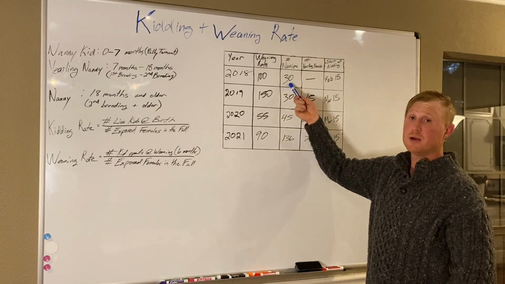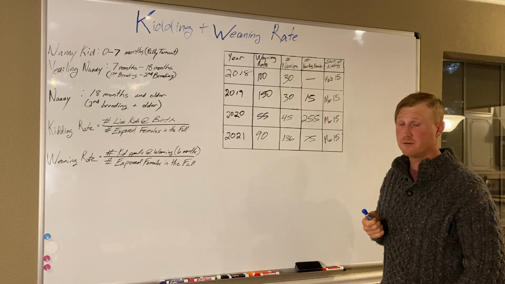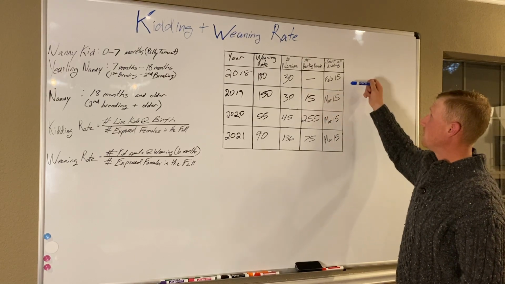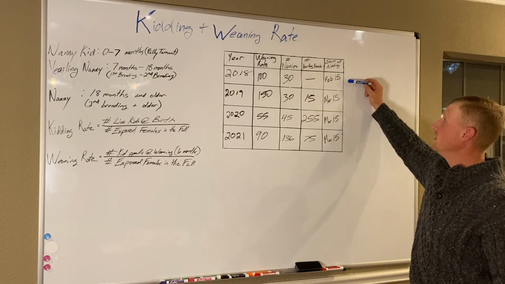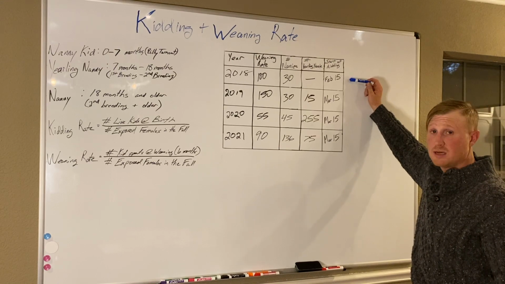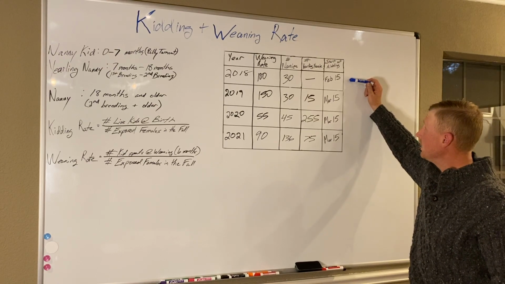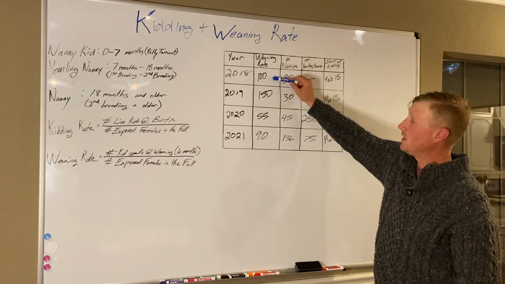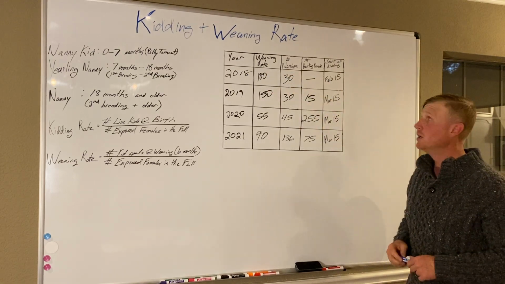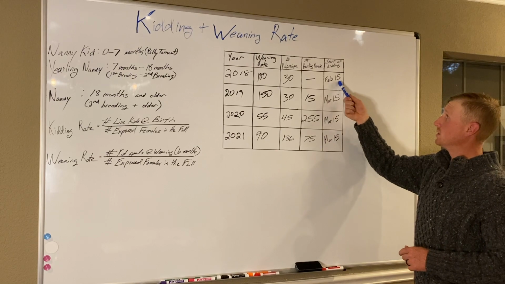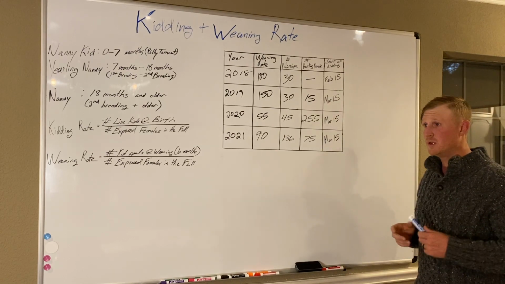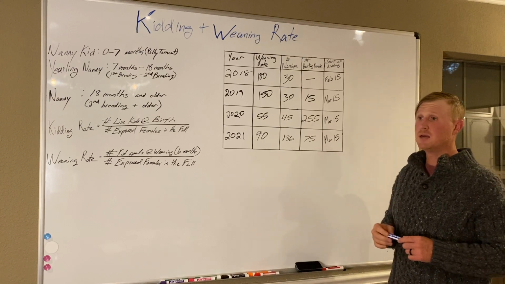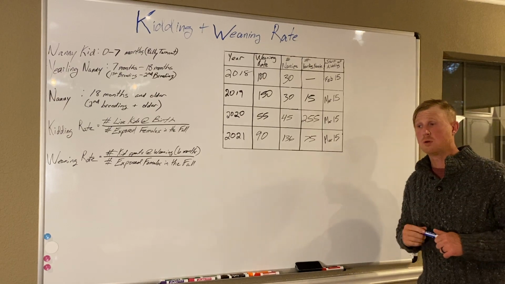We only had 30 nannies that we turned Billies out on in the fall. We didn't have any yearling nannies, and the kidding started February 15th of 2018. Now, part of why this weaning rate was so low for that year was due to this kidding date. We kidded too early. We turned our Billies out too early, and we ended up kidding out too early for our part of the world.